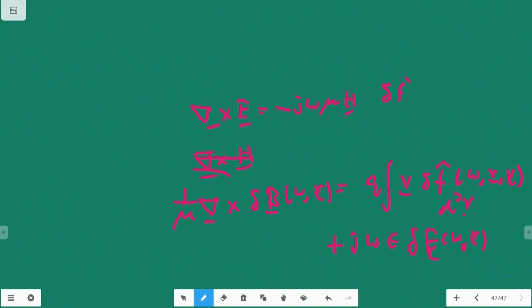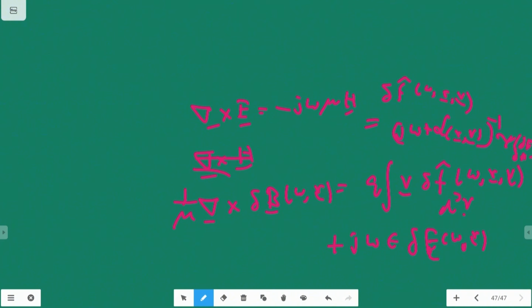So, delta f cap at omega r v is given by j omega plus the partial differential operator L v inverse acting on that function psi of delta E and delta H. So, what I get is a homogeneous integral differential equation for the electric field and magnetic field perturbations.